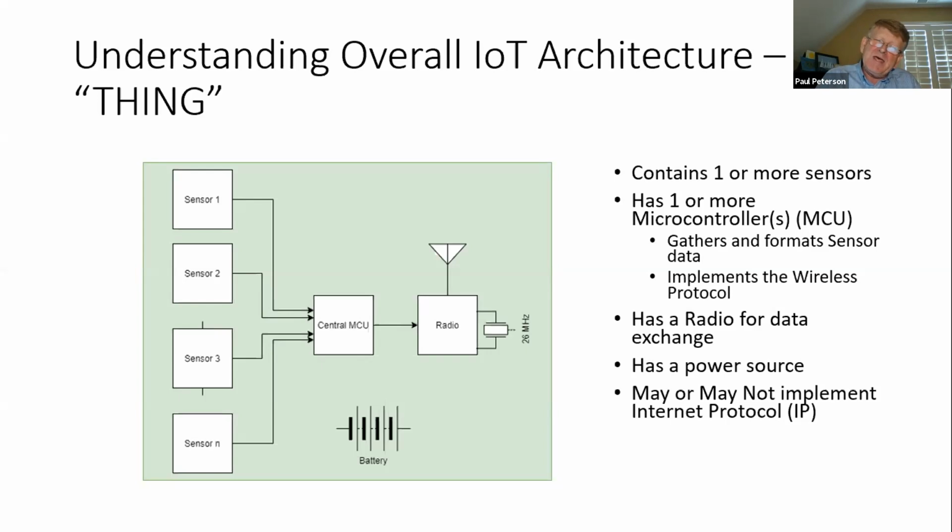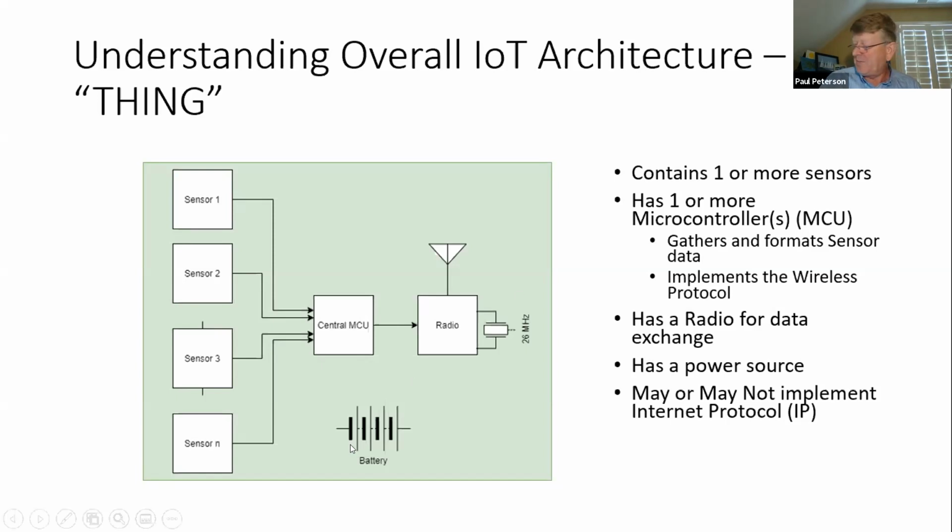That raw data goes into a central microprocessor, sometimes called a microcontroller, that gathers this sensor data. What's also interesting is it implements some form of wireless protocol. When we say IoT, we almost by definition imply that a product is wireless. And that's important, because today we're really going to be talking about wireless protocols. So there is a wireless radio, and that wireless radio primarily exchanges data. And there's some form of a power source.